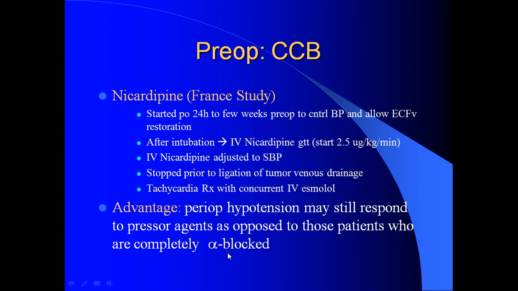completely alpha blocked. So if you have given alpha blockade, then you cannot use pressor agents like dopamine and levodopa, because you have blocked the very receptors where dopamine needs to act, so it won't be effective. When you give calcium channel blockers, those receptors are still available. So if the patient goes into hypotensive shock after clamping the tumor, that is the point where, with the calcium channel blocker, the pressors like dopamine and others given at the time of shock will be helpful.